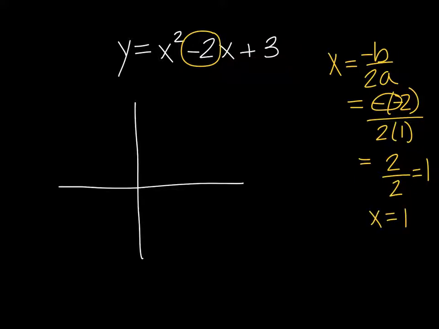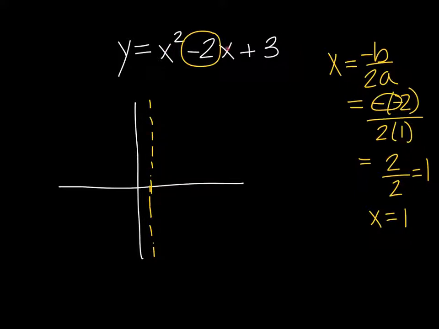So I go to my graph over here on the left, and I find 1 on the x-axis, and that's where I'm going to put that imaginary dotted line to help me figure out where the center of the parabola is. Then we find our vertex. We already know the x value, because the vertex is going to be on this axis of symmetry, and the x value everywhere on here is 1.